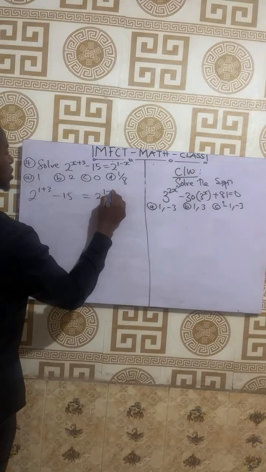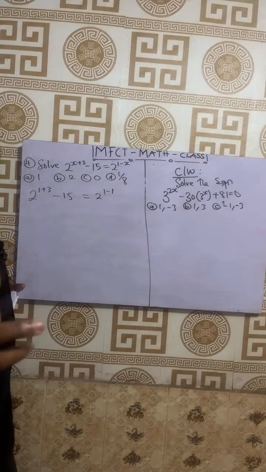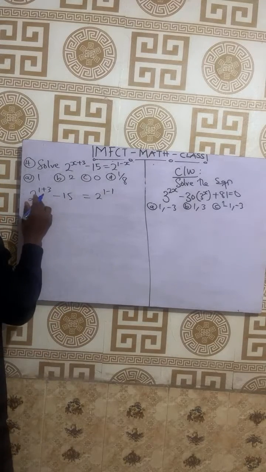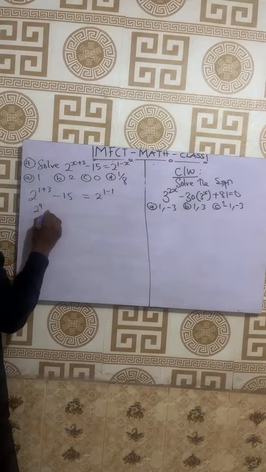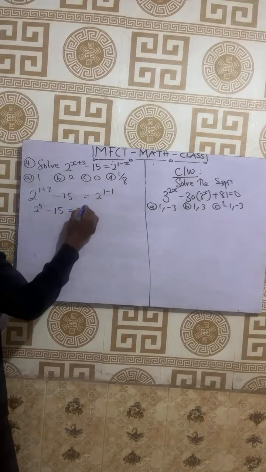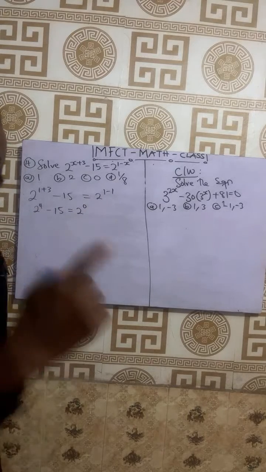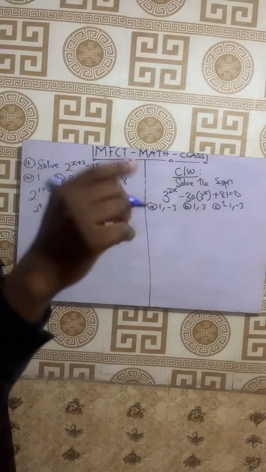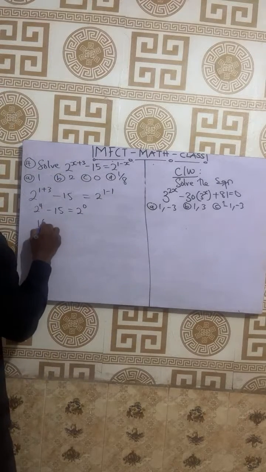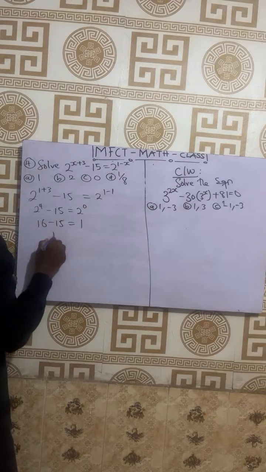2 raised to power 1 minus 1. Now, what is 1 plus 3? Guys, 1 plus 3 is 4, right? So this will be 2 raised to power 4 minus 15 is equal to 2 raised to power 0. So guys, what is 2 raised to power 4? 2 times 2, 4. 4 times 2, 8. 8 times 2, 16. So this will be 16 minus 15. And this is equal to 2 raised to power 0 is 1. So 16 minus 15 is 1, equal to 1.